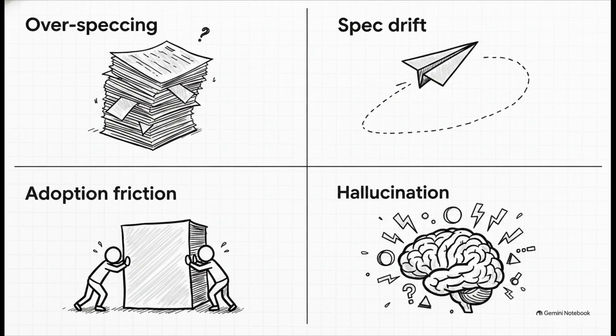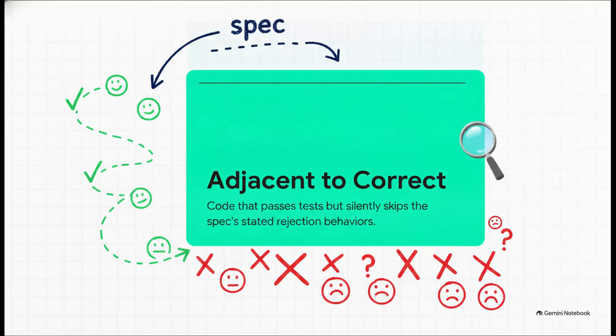First is a disguised waterfall process through over-speccing, basically writing a 50-page document before generating a single line of code. Then you have spec drift, where AI-generated code quietly deviates from the plan over time. That actually introduces 1.7 times more issues per pull request than human code. Then there's simple team adoption friction, where specs just get bypassed under deadline pressure. But the fourth, and easily the most dangerous, is AI hallucination, when the model makes assumptions far beyond the rules you've set.